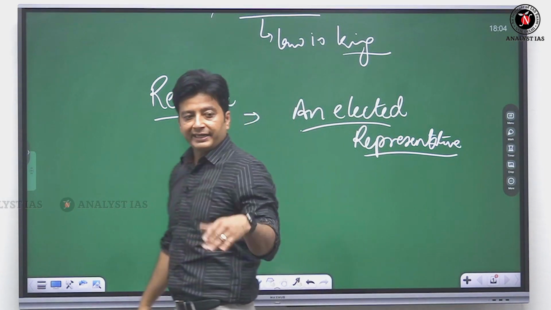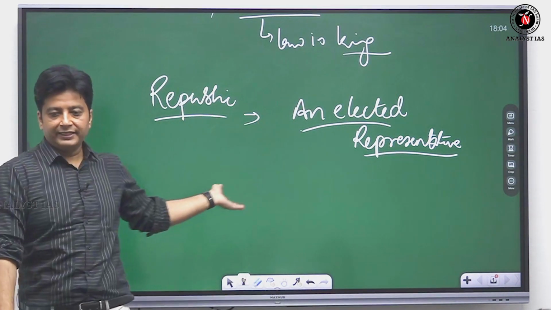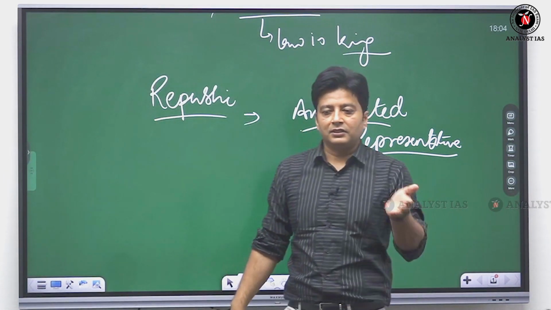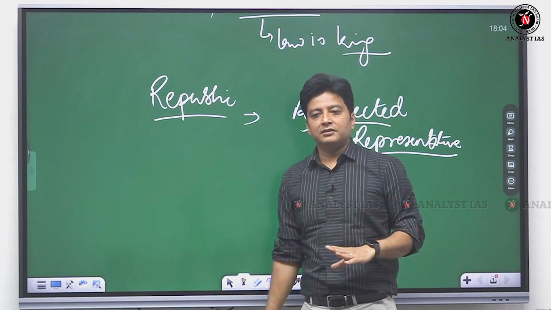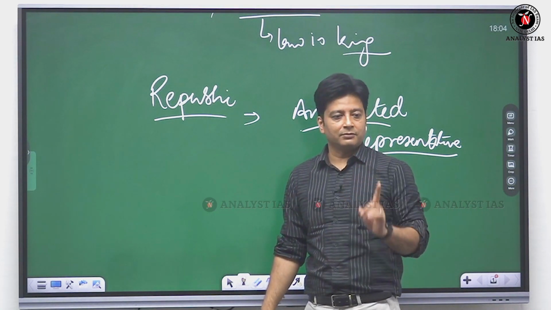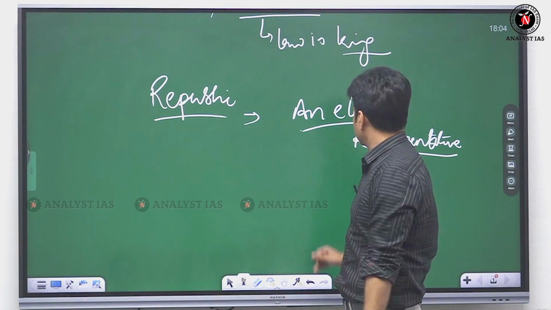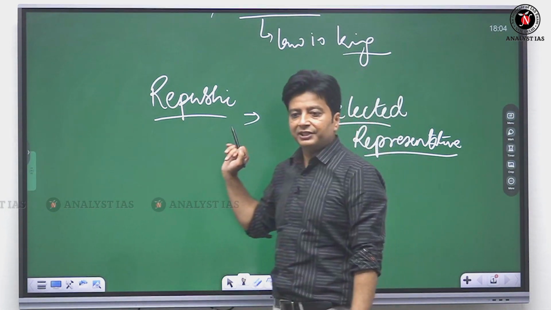I'll be giving you dictation after these 5 constituents of the preamble I am discussing. Then after that we will be having the factors, that is justice, liberty, equality and fraternity. Fraternity means brotherhood. An elected representative we need to have.